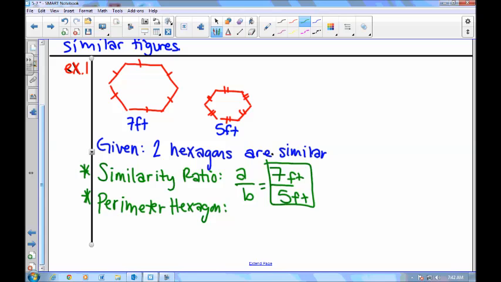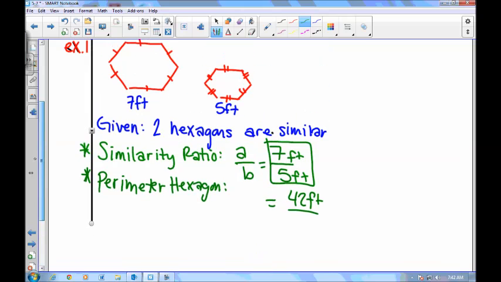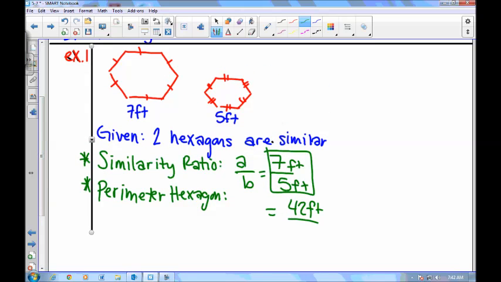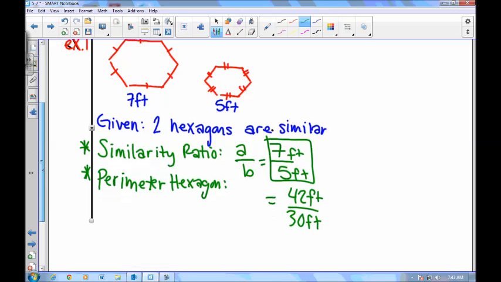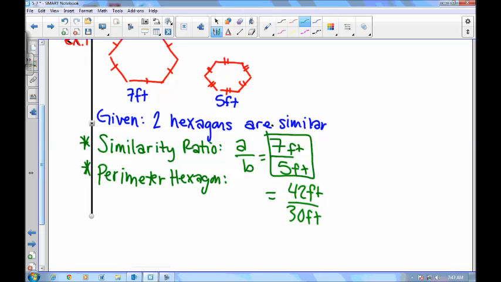Okay, so 42 feet over... Now let's get the perimeter for the smaller one. Danny? 30. Because 5 times 6? Yep. Excellent. 30 feet. Now I believe it simplifies because I noticed they're both even. Okay, so Ariana, what could divide into both 42 and 30 to simplify that fraction? 6.